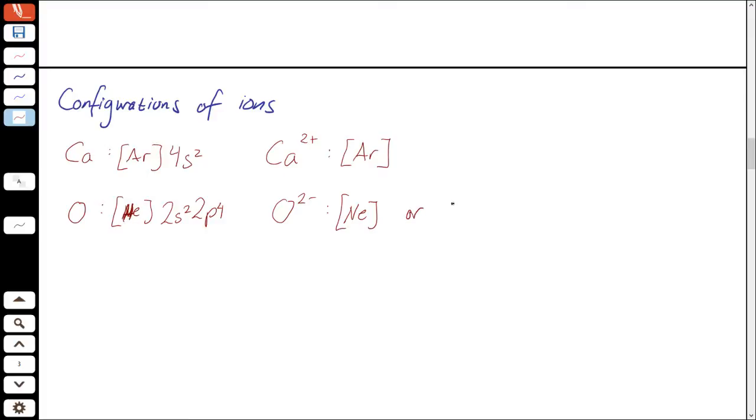So, or another way we could write that is to actually show that it's got a full shell: helium 2s2 2p6. That's the same thing. Means the same thing. So oxygen gains those 2 electrons so that it can achieve noble gas configuration, which is especially stable.